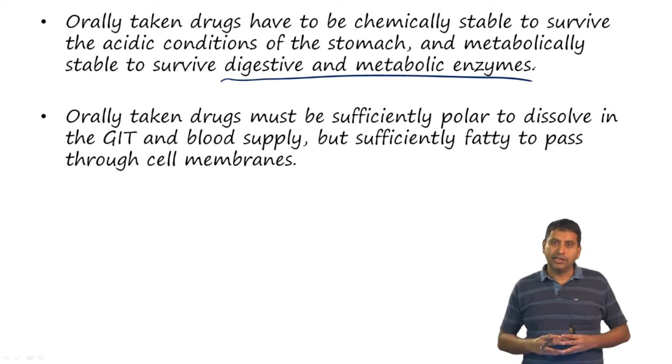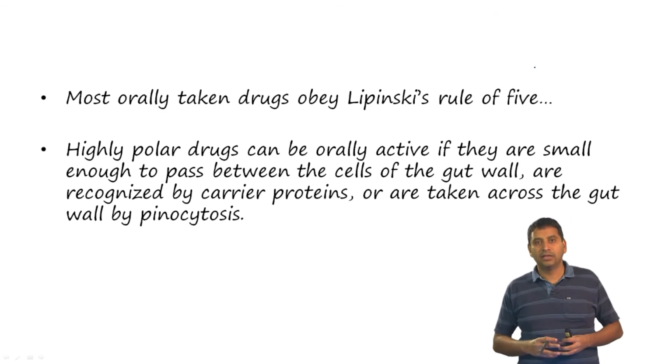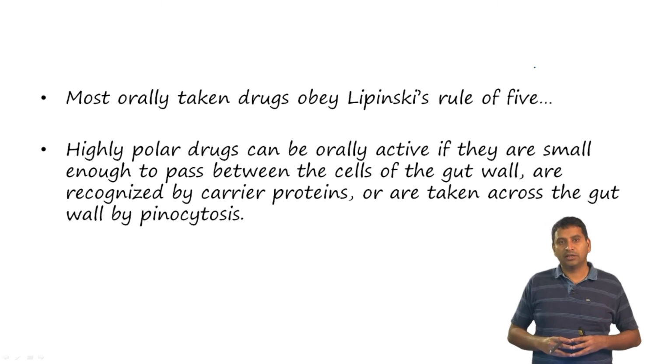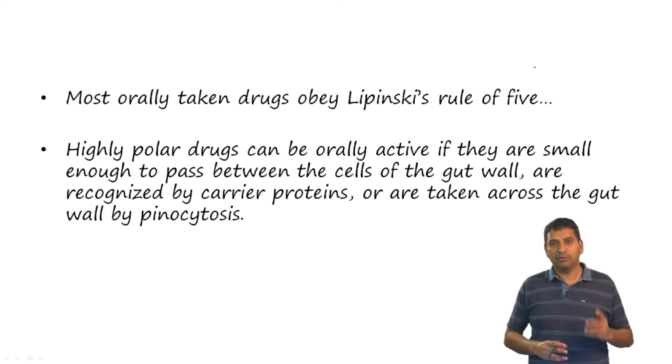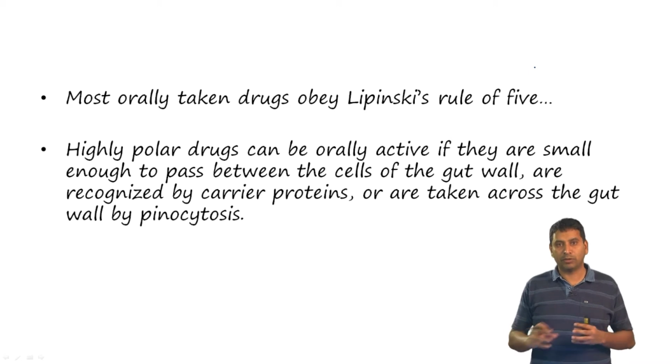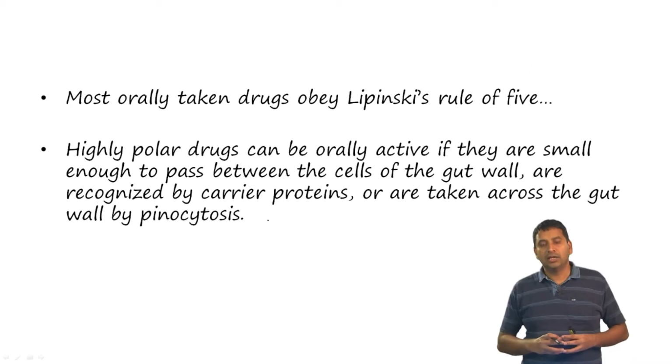For a drug to be orally active, a number of parameters need to be met for it to be efficiently absorbed. We also looked at how most orally taken drugs follow the rule of 5, which was coined by Lipinski, and that highly polar drugs can be orally active if they are small enough to pass through the cells of the gut wall, which are recognized by carrier proteins.